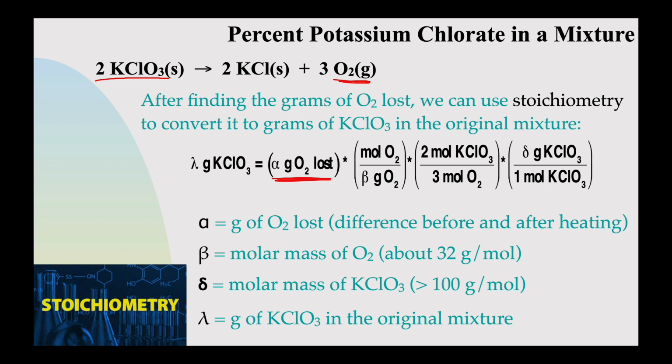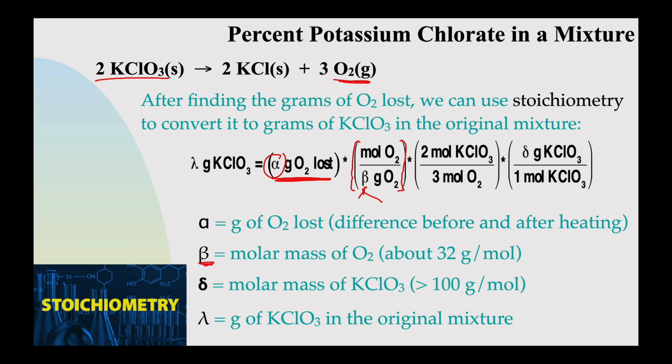This is stoichiometry, the measure of amounts going in and coming out. If you turn the grams of oxygen lost, and it's alpha here, it's a small number, usually like 0.5 or something, you can turn the grams of oxygen into moles, which is this part right here. And grams can be turned into moles using the molar mass.